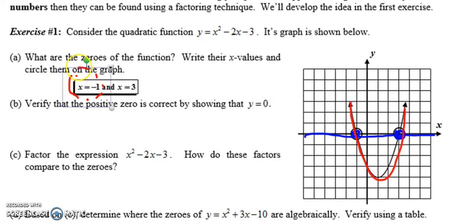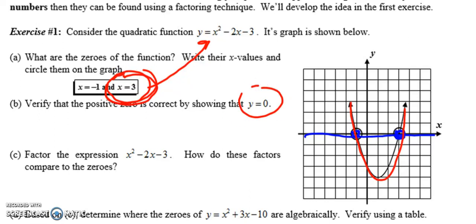So there's one answer, and here's a second answer. And you'll see that we could have 2, 1, or sometimes no answers. We'll get there. Alright, now verify that the positive 0 is correct by showing that y equals 0. So the positive 0 is this one. And what they want you to do is basically plug it in and prove that when you put in the input of 3, you get out a 0. So do that now, please. Hit pause and give that a try.